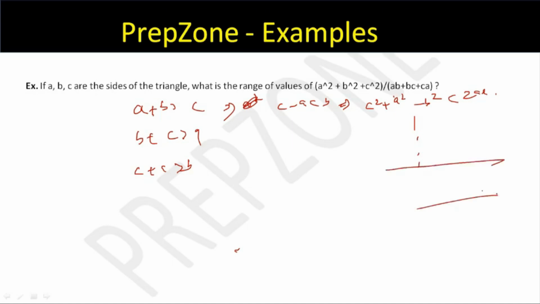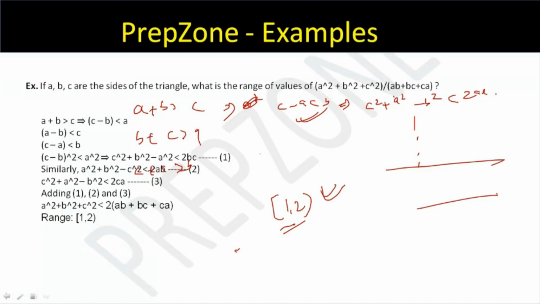And then you will add all of these equations. Then by adding we'll get 2 of a square plus b square plus c square minus 2 of ab plus bc plus ca. That will be smaller than a square plus b square plus c square. Sure. Thanks. Perfect. So yeah, I think we have already proved that this is greater than or equals to 1. From here, you will get that this is less than 2. With this, let's move on to one of the last questions.